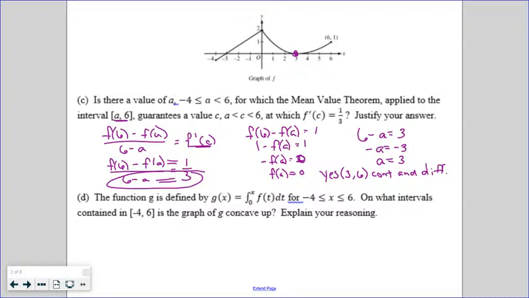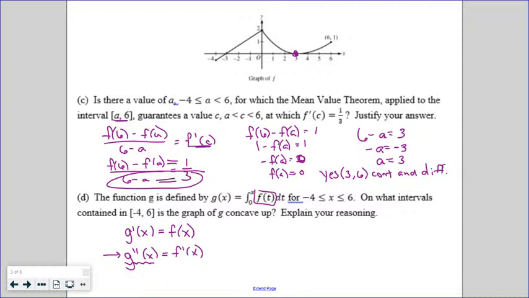All right, on our next one, the function g is defined by an integral from 0 to x of f of t dt. On which intervals contained in -4 to 6 is the graph of g concave up? Okay, well, if g is that function, then g prime, its derivative, would be the inside of that, f of x, and its second derivative would be f prime of x. And that's where g is concave up, where its second derivative is positive.